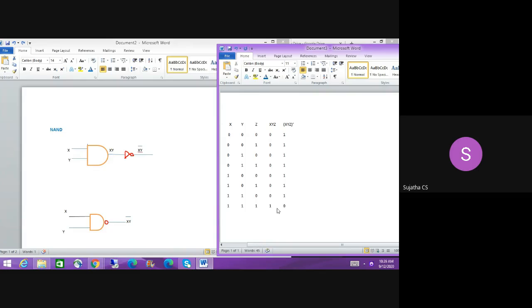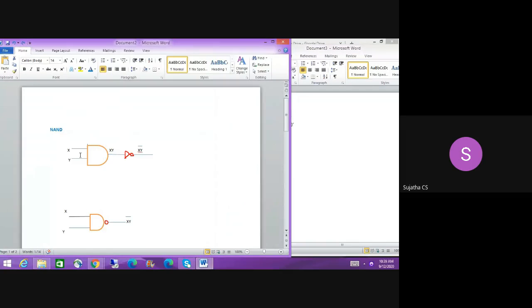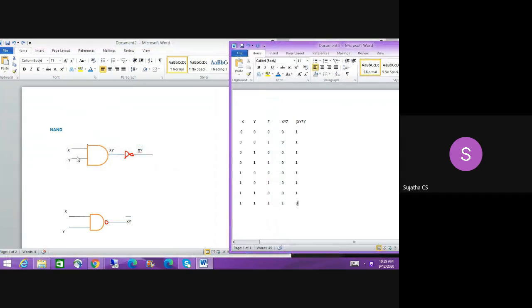Here we will get 0. Okay, got it? So this is the logical circuit for NAND gate. If you use 3 inputs, until all the inputs are high, then only you will get a low value.